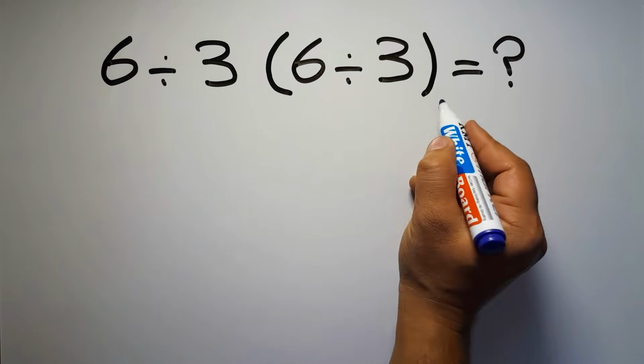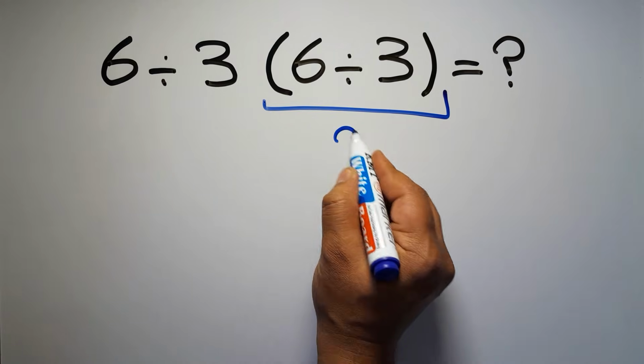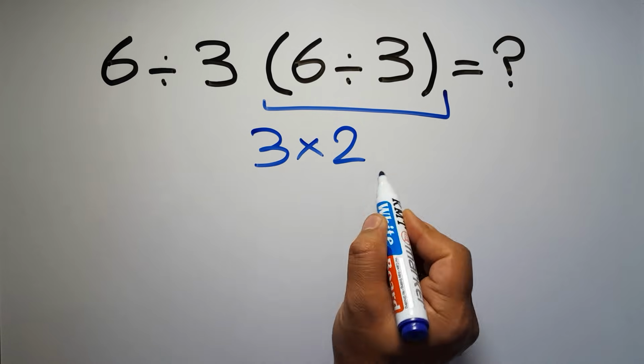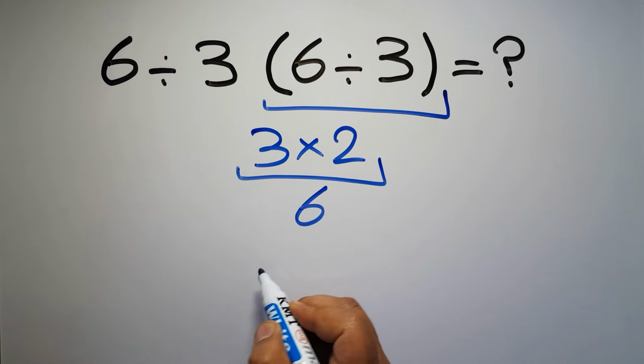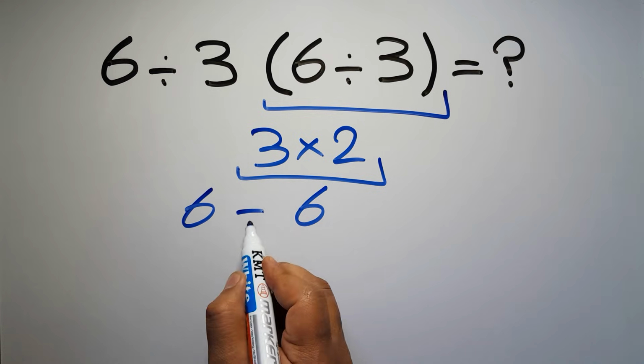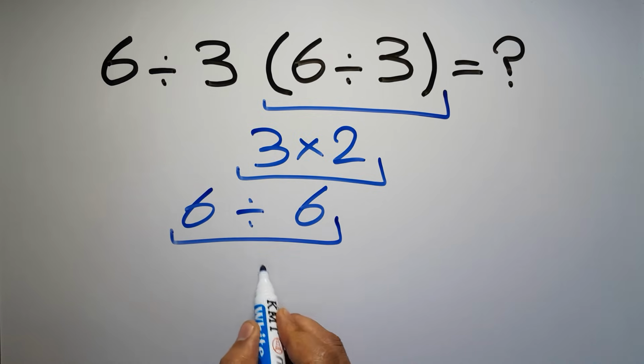6 divided by 3 gives us 2. And 3 times 2 equals 6. So 6 divided by 6, which equals 1.